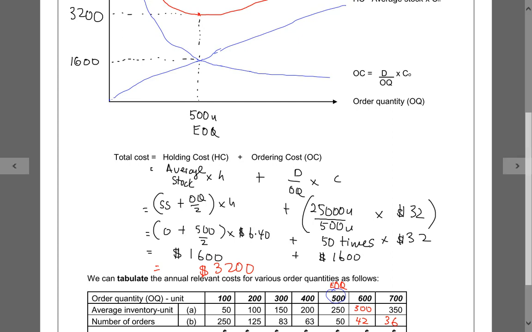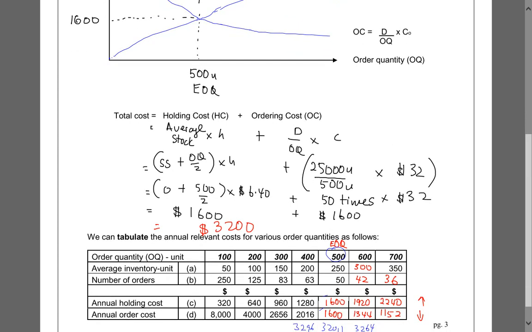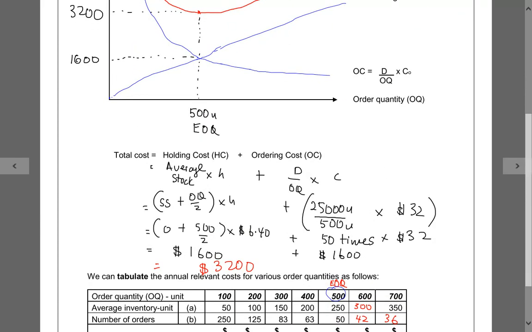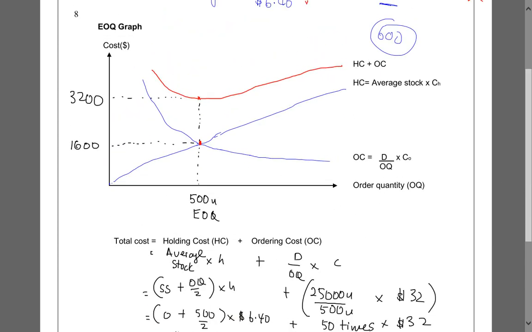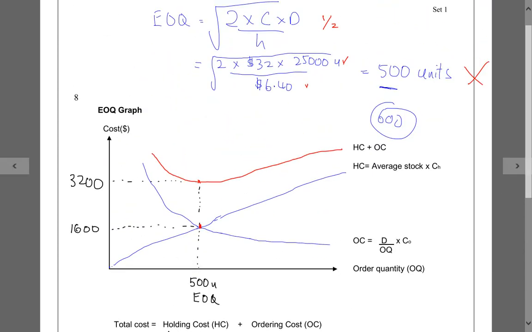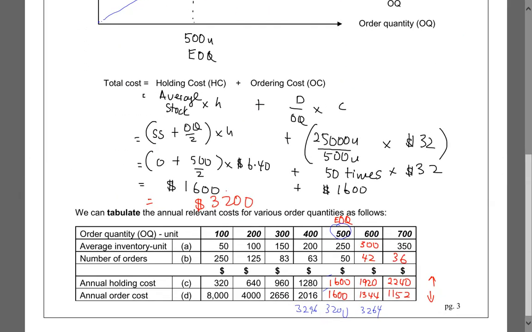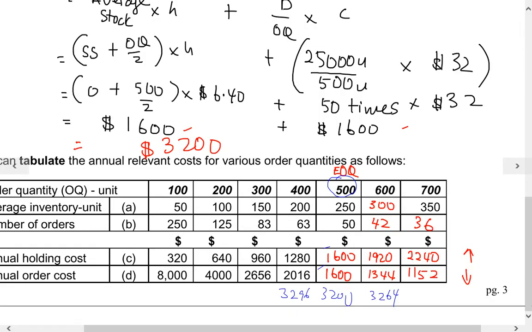Now, if your EOQ is 500, we know the holding cost and ordering cost are equal where they meet each other, when they intersect. So can I order more than 500 or less than 500? Can. If I order more, my cost will go up. If I order less than 500 units, my cost will go up. It's already proven here. If I order 500 units, holding cost and ordering cost total is 3632.